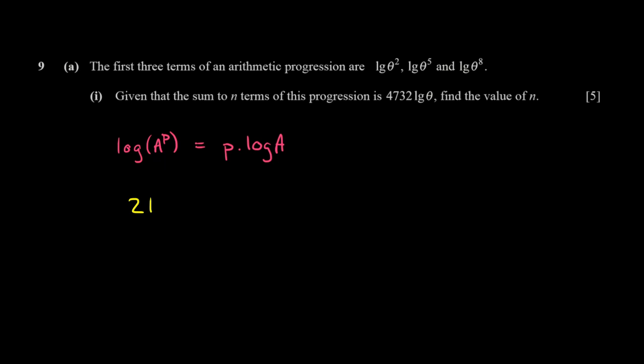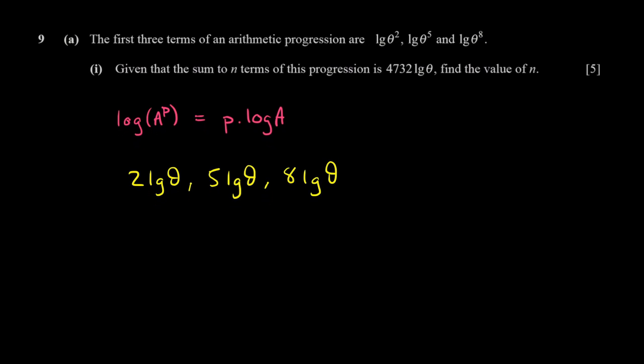It can be 2 log theta, and then 5 log theta, and 8 log theta. Okay, so I bring the powers down as coefficients. Now, when that's the case, that enables you hopefully to see two things. The first thing is, for this progression, the first term is 2 log theta. And the second thing is what we're adding each time, the common difference, is 3 log theta. Right, because 2 log theta plus 3 log theta is 5 log theta. 5 log theta plus 3 log theta is 8 log theta, right?